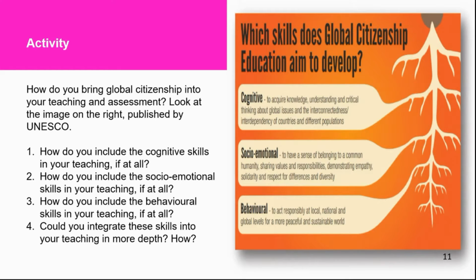So, how do we get our students to acquire knowledge, show understanding and critical thinking about global issues and interconnectedness, interdependency of countries and different populations? The social emotional skill looks at how do we get our students to have a sense of belonging to a common humanity, sharing values and responsibilities, demonstrating empathy, solidarity, and respect for differences and diversity.